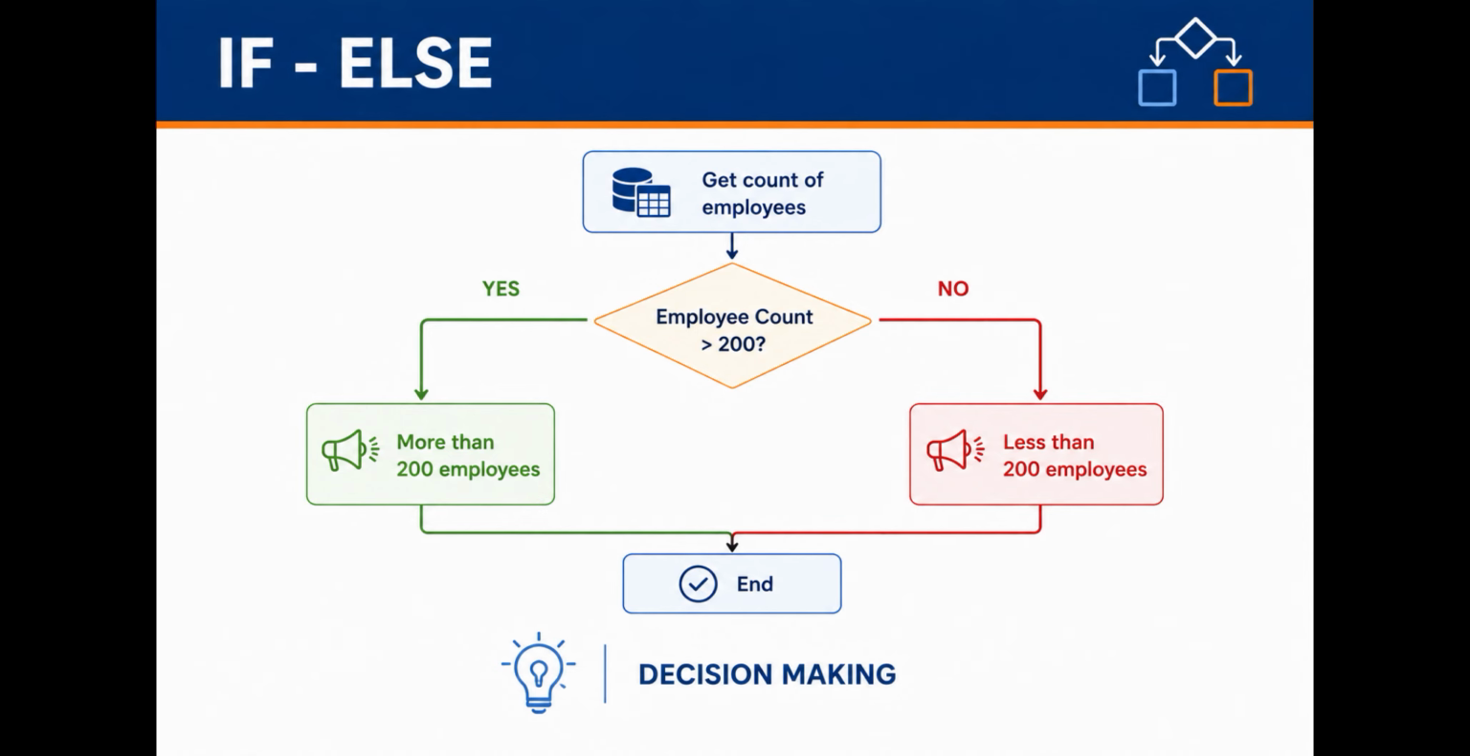So this is where the concept of decision making comes into picture, and for this we will be making use of our if-else statements. To understand in very simple terms how an if statement works: the if statement first evaluates or checks a condition. If that condition is true, the next set of statements associated with that if is executed. But if the condition is false, the execution goes to the next set of statements.